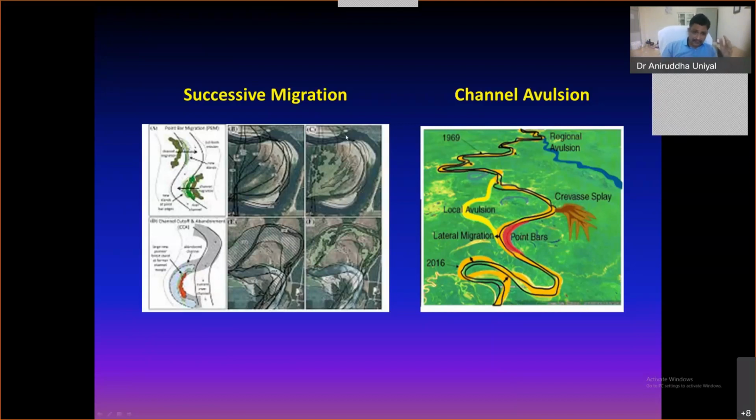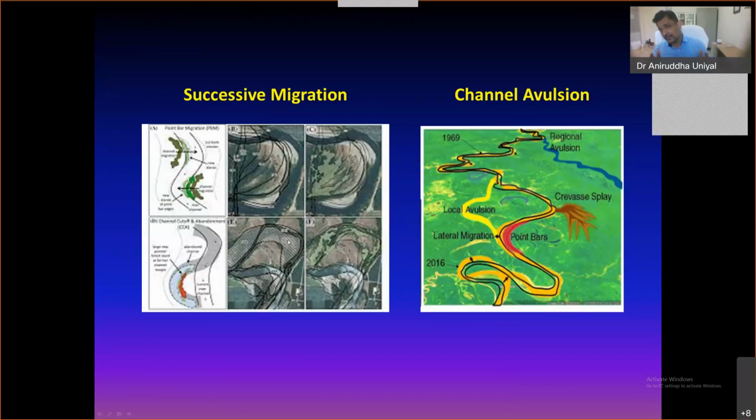So the migration of a river takes place in two ways. Number one is successive migration. Every year the river is moving towards the convex side. So this movement is successive. It could be from a few meters to a few hundreds of meters a year. This is channel migration, what we are seeing on the left side.